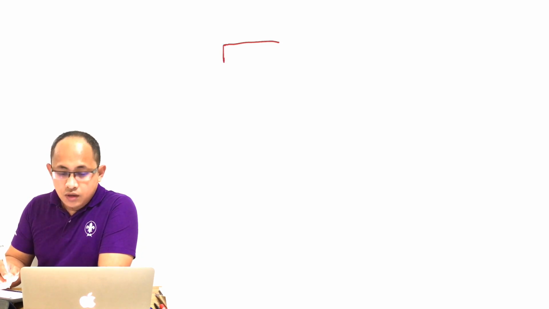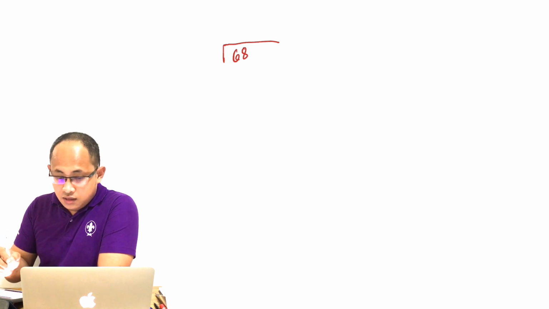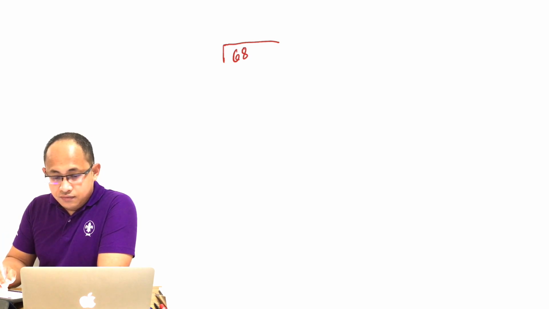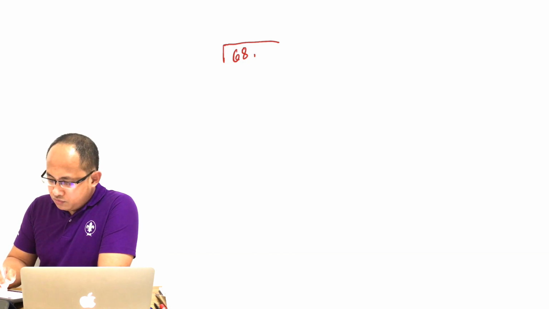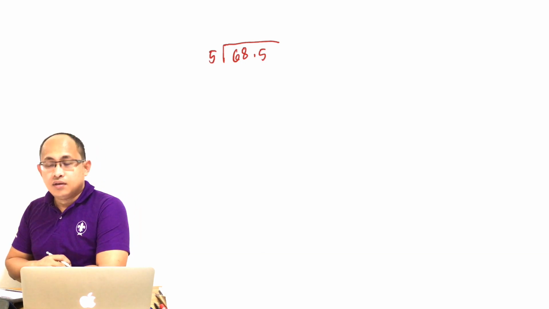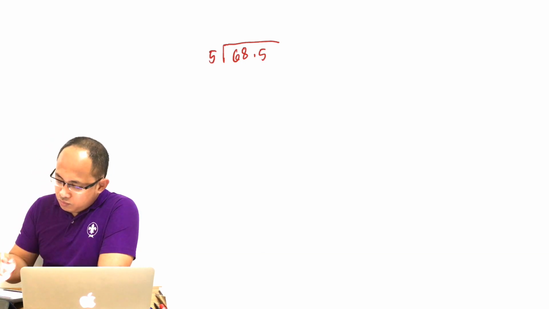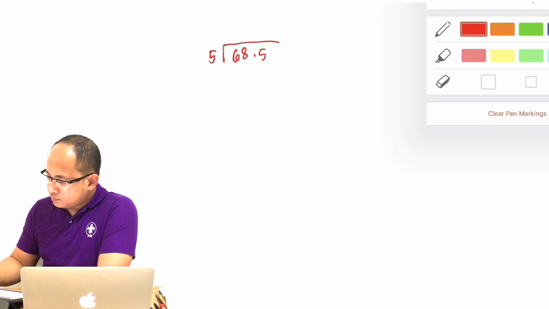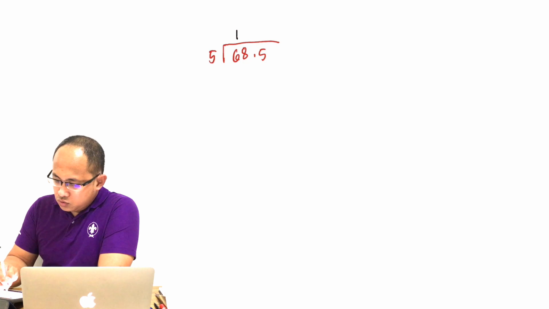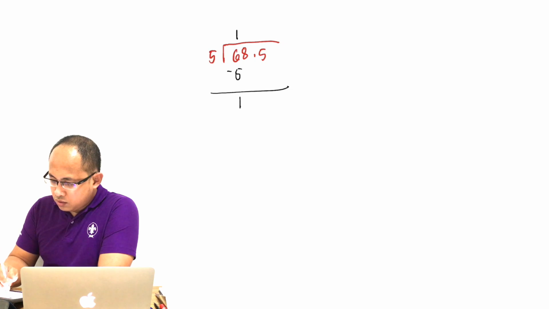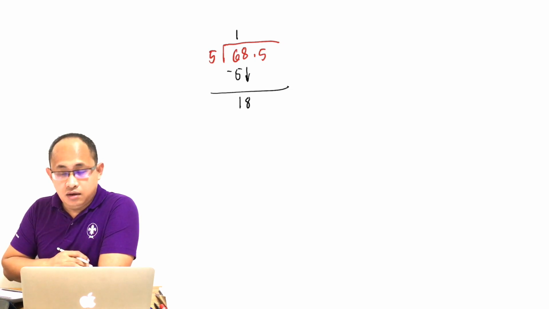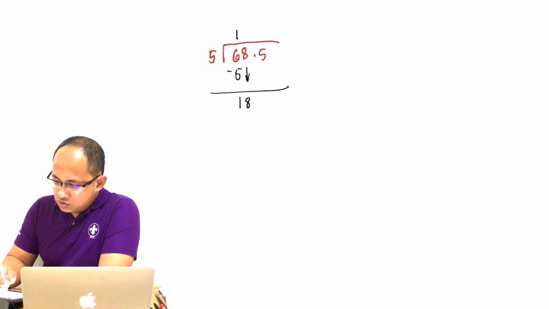Now let's have another example. If I have here 68.5 divided by 5. What you're going to do is you divide it first. Here we have 1, because 1 times 5 is equal to 5. Then we subtract, it becomes 1. We bring down 8, it becomes 18. Now 18 divided by 5, the answer is 3, because 3 times 5 is equal to 15.